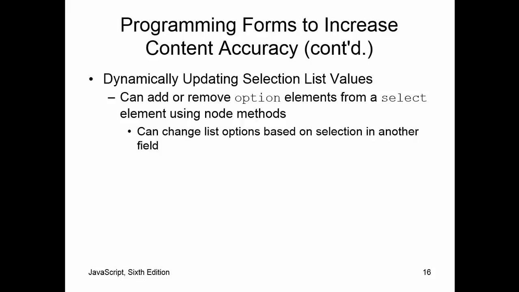Dynamically updating selection list values. Well, as you'll see probably on the next slide, you can use, and what we looked at before, different properties and combinations with methods that we talked about back in Chapter 5, where we can, again, create and attach nodes in the node tree. So you can add and remove options.